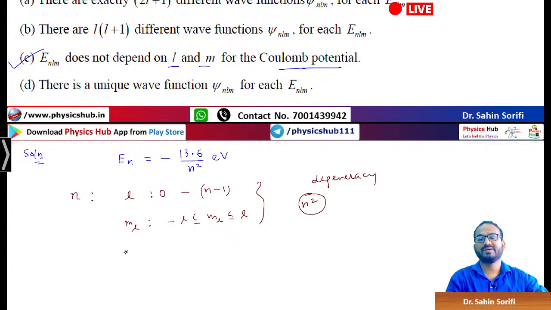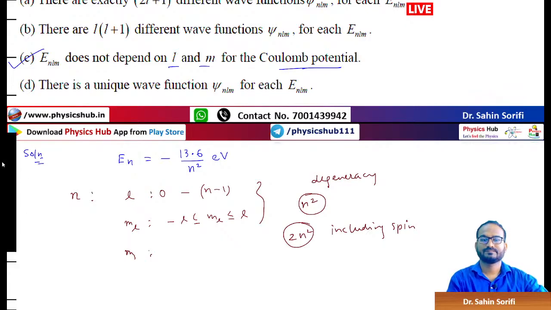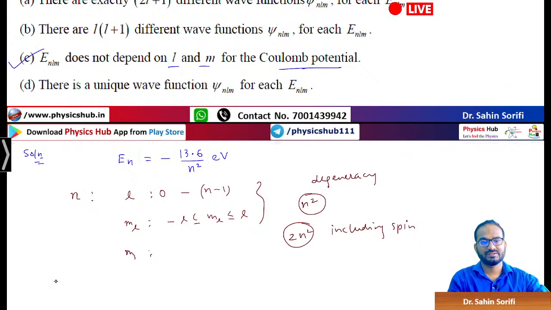If you include the spin, it has two possibilities, so then it becomes 2n square including spin. So obviously this option D is not the correct option. And this is also not correct. L into L plus 1 different wave function, that is also not correct.